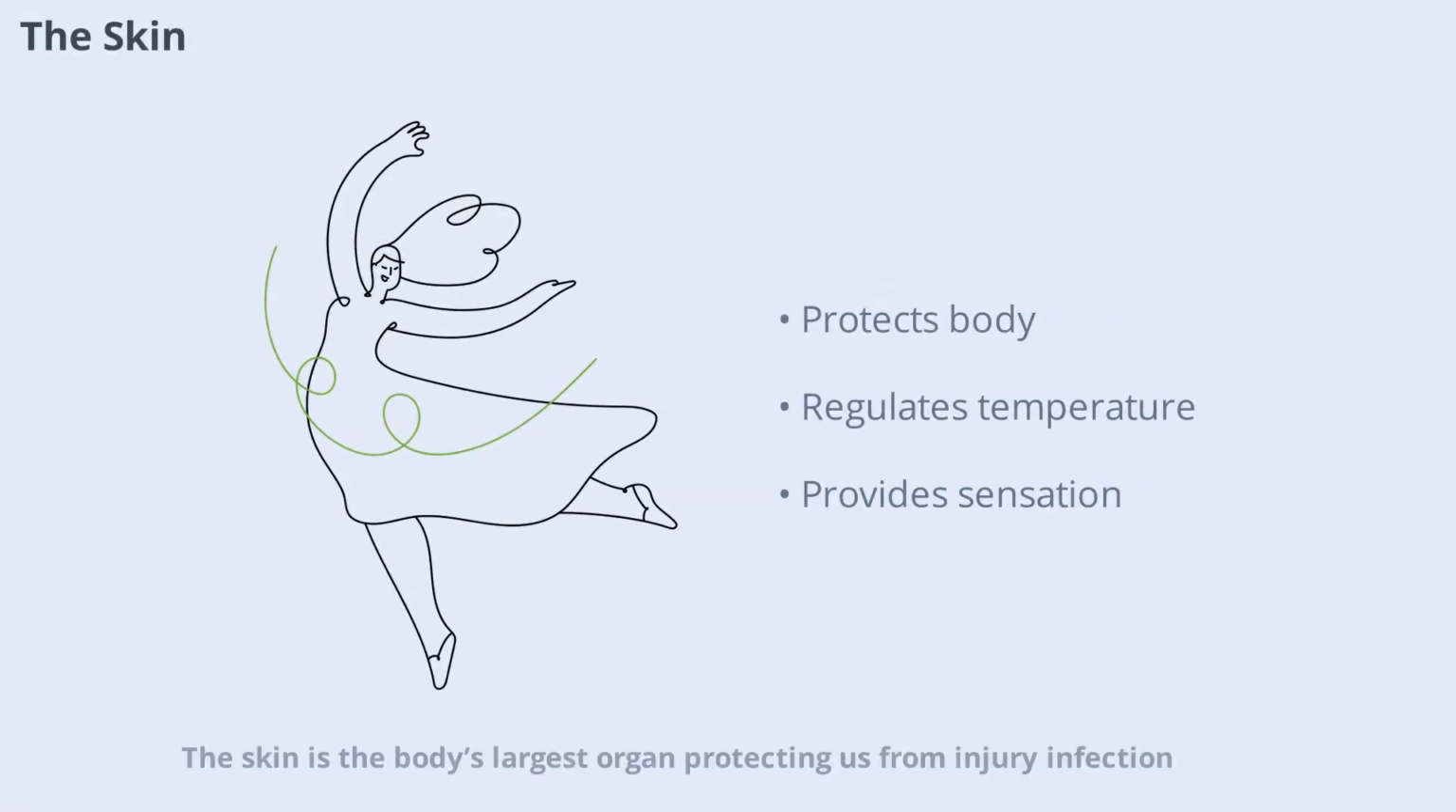The skin is the body's largest organ, protecting us from injury, infection, and dehydration. It regulates temperature, produces vitamin D, and provides sensory information. The skin's layers work together to keep us healthy and safe from the environment.